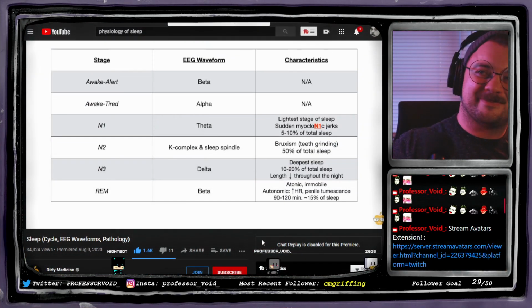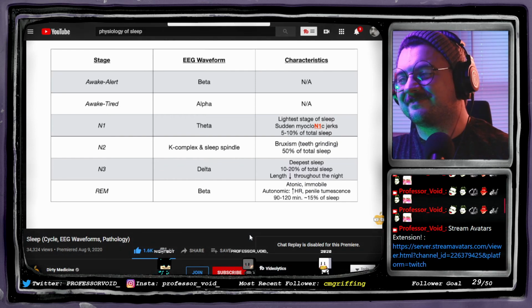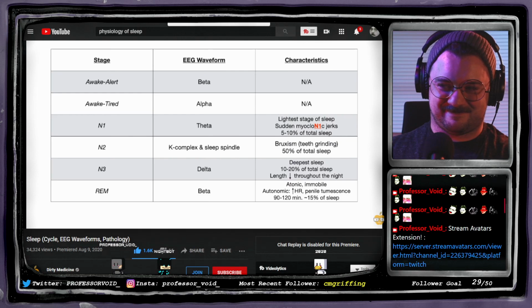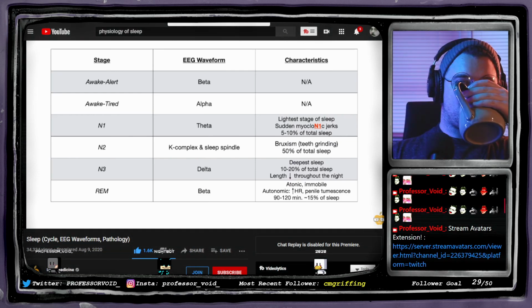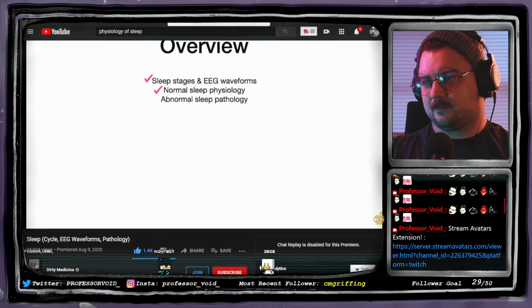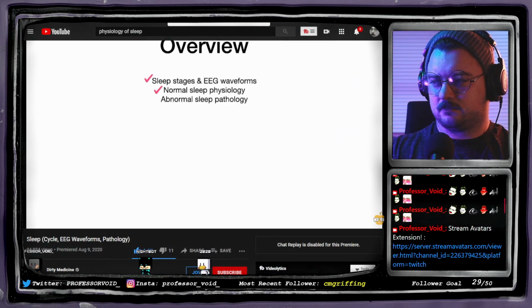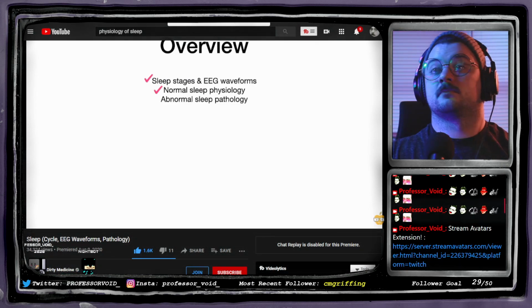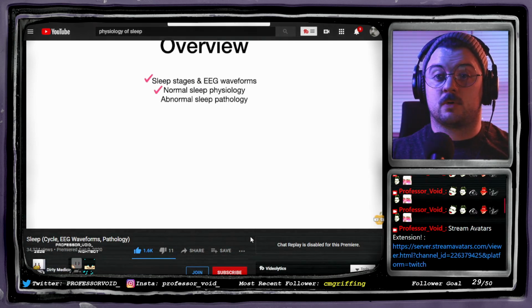We're cool. Back together. REM sleep takes up about 15% of your total sleep, and each REM stage is in itself 90 to 120 minutes, and that is also very good to know. So at this point, we've talked about the sleep stages. I've told you about the EEG waveforms. We went through the normal sleep physiology. Now let's wrap up the video by talking about the abnormal sleep or the pathologic sleep.